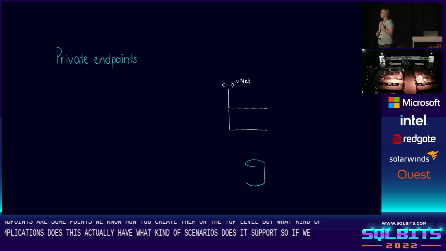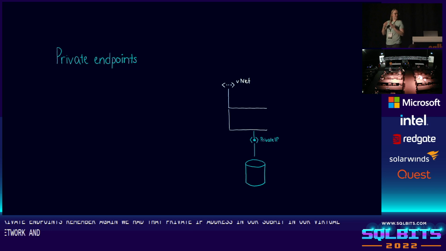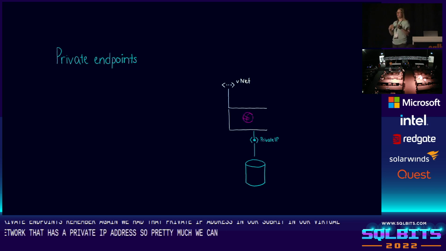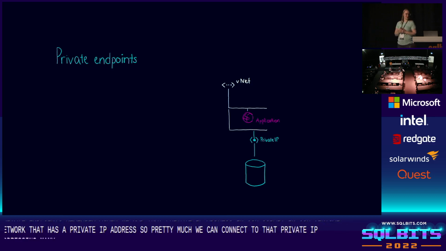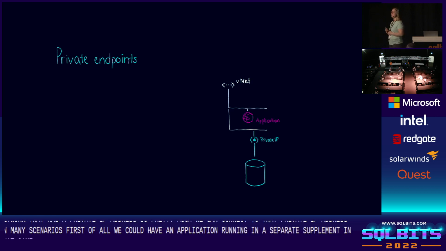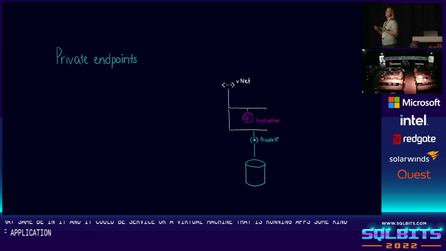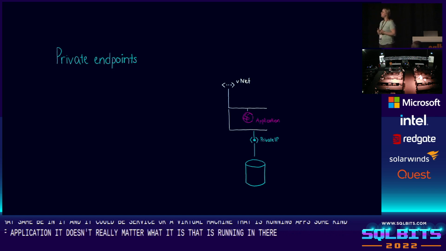So if we start with private endpoints, remember again, we have that private IP address in our subnet, in our virtual network. And that has a private IP address. So pretty much we can connect to that private IP address in many scenarios. First of all, we could have an application running in a separate subnet in that same VNet. And it could be an app service or a virtual machine that is running some kind of application. It doesn't really matter what it is that is running in there.